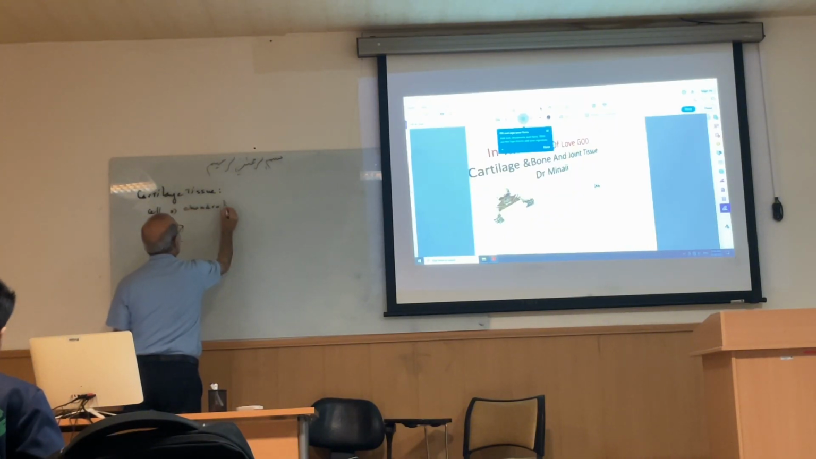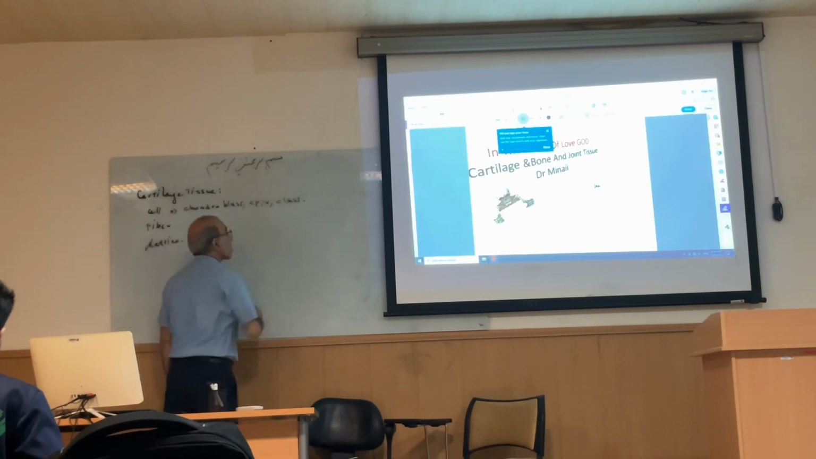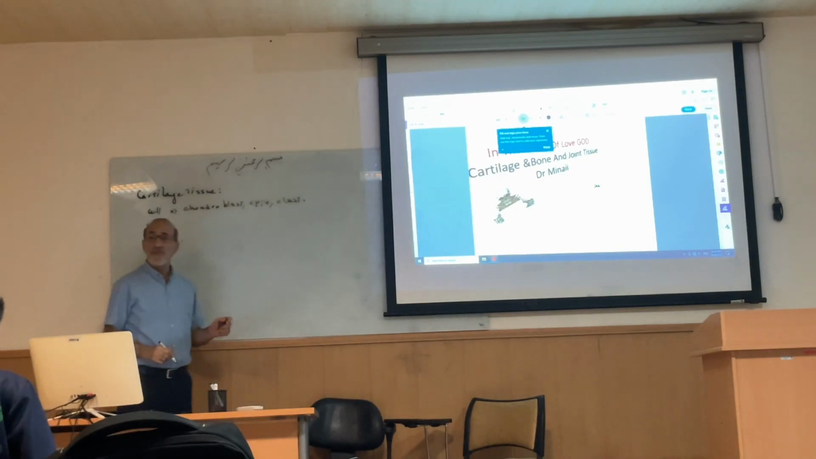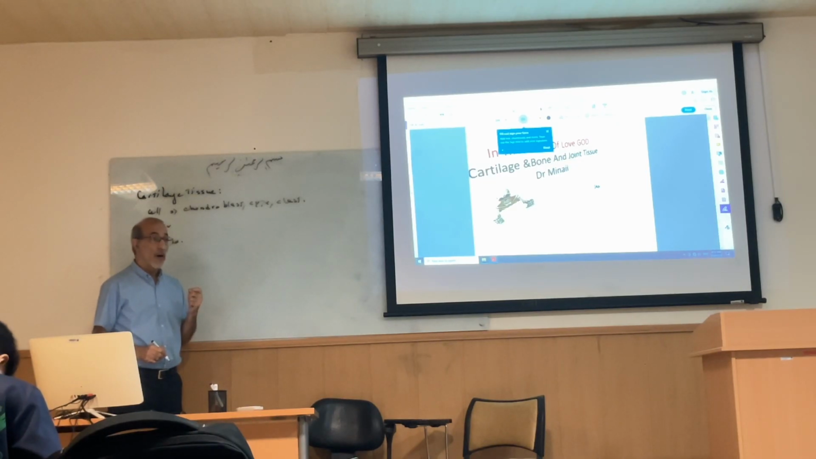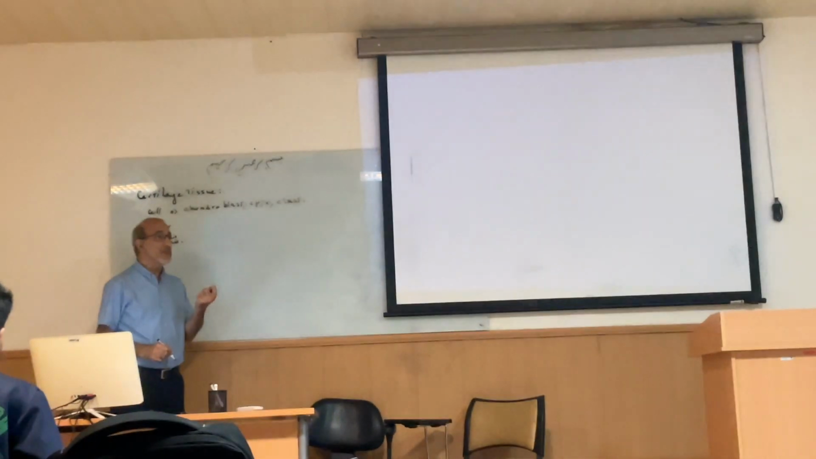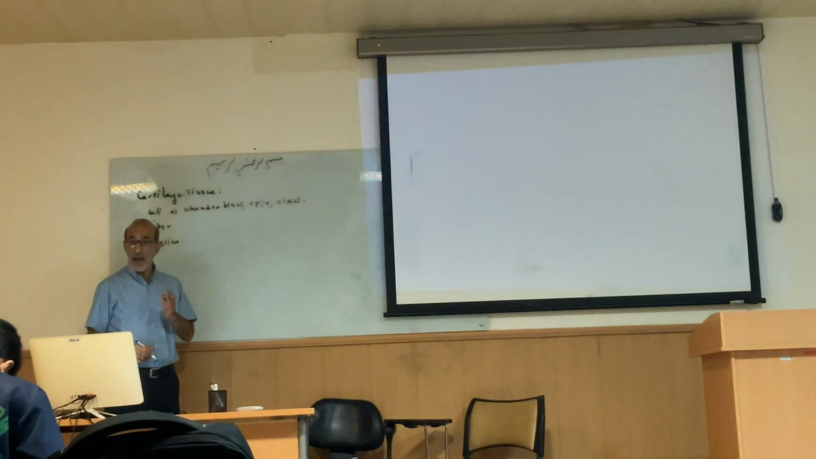Chondroblast, chondrocyte, chondroclast. Do you know the difference between blast and cyte? Blast means immature, producing the extracellular matrix. This cell is very active. But cyte means mature. Mature means an inactive cell, a resting cell. Very good.